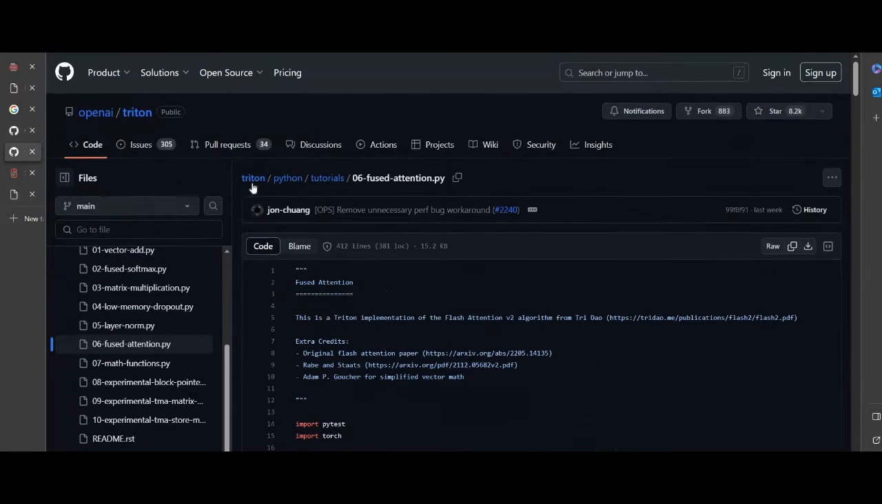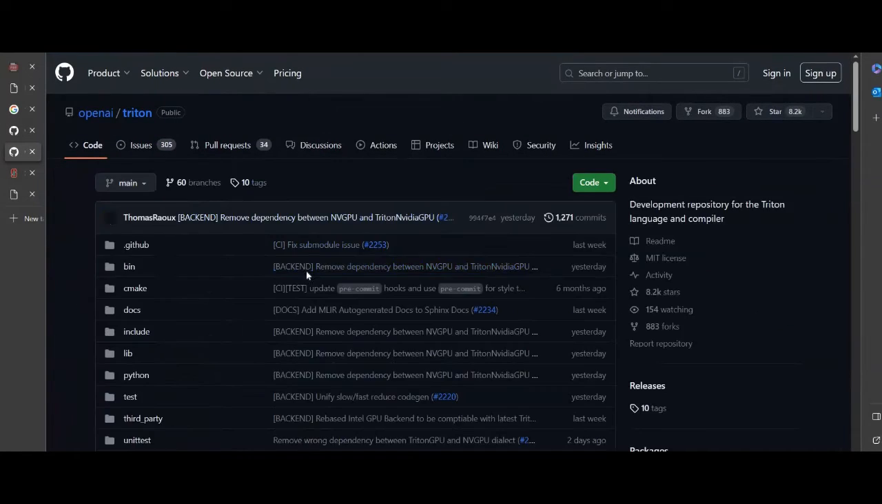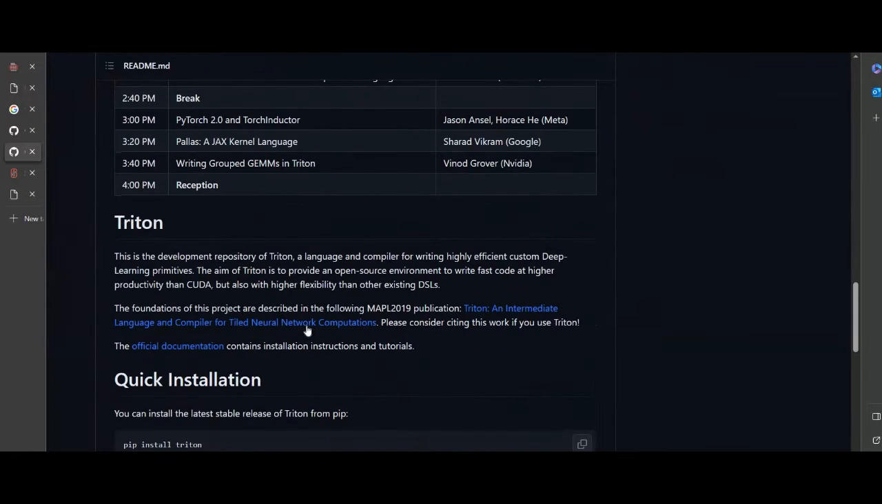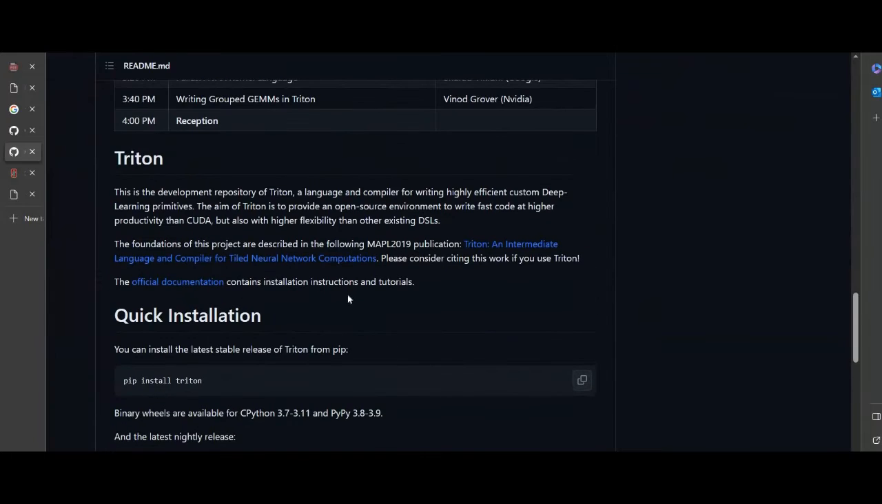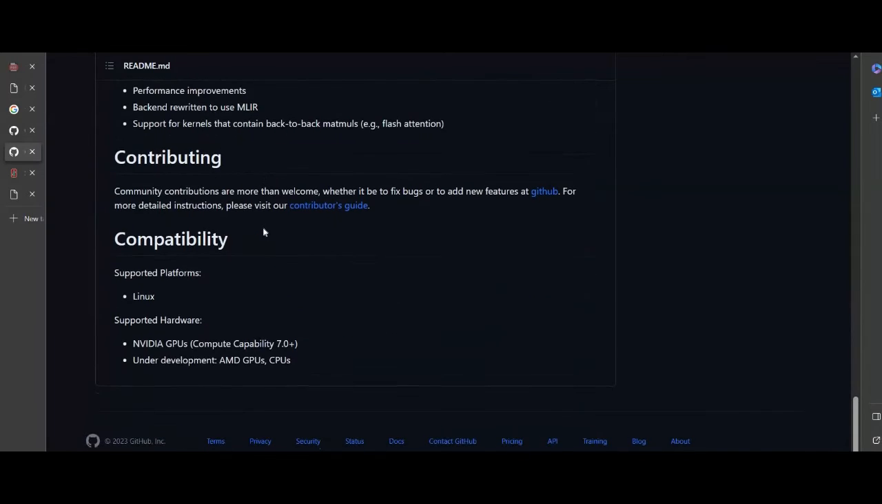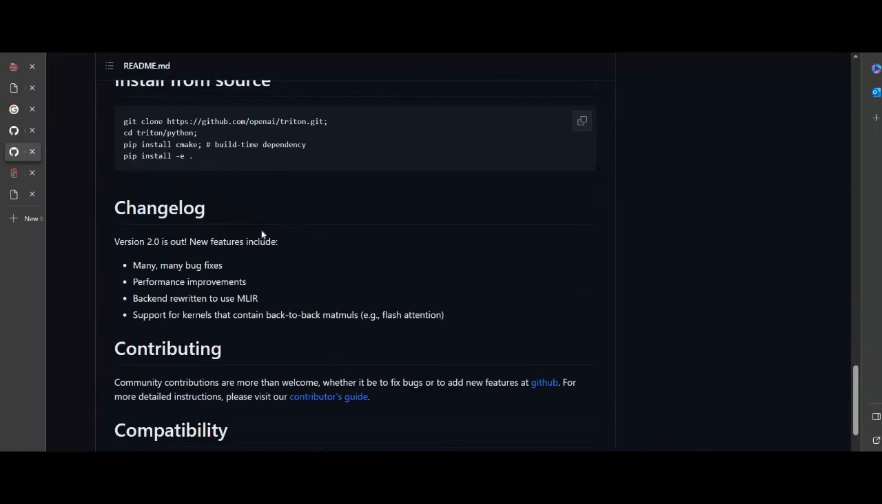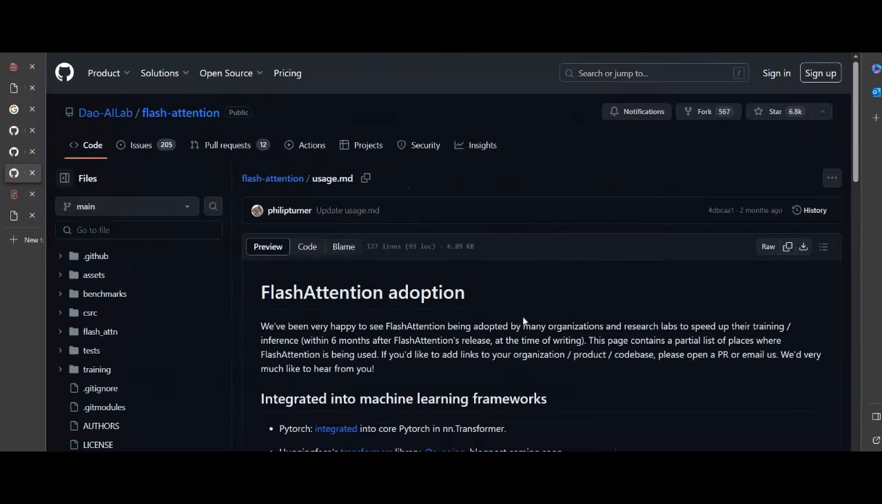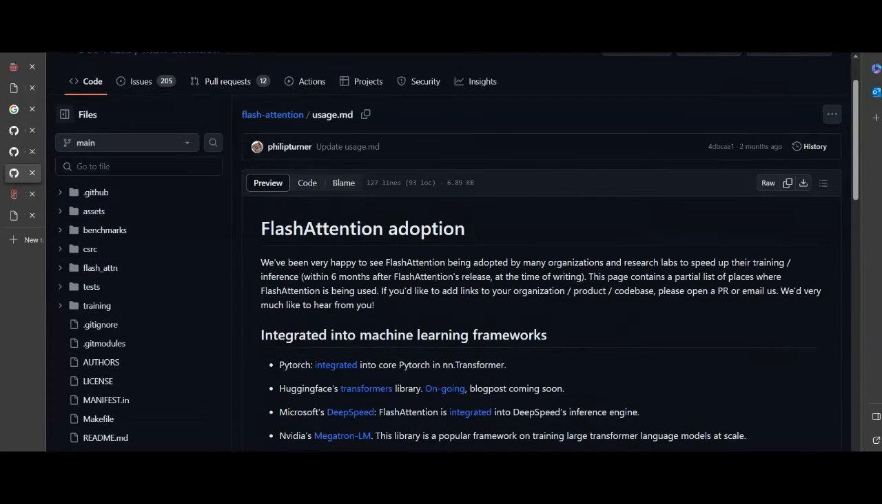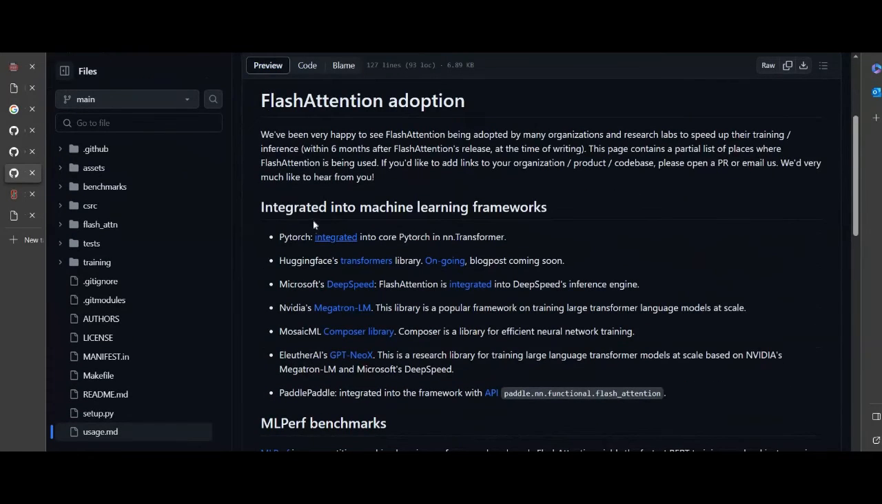Triton is supposed to be a high level language for writing efficient CUDA kernels. So instead of writing very low level CUDA kernels, you write in a Pythonic version, and it automatically converts it into a very efficient CUDA kernel. So someone wrote a Triton implementation of Flash Attention, and then they have this page which shows where Flash Attention has been used, and it has been used a lot.